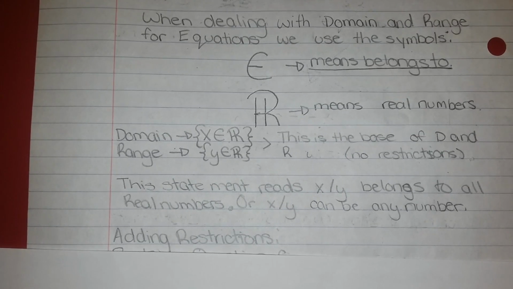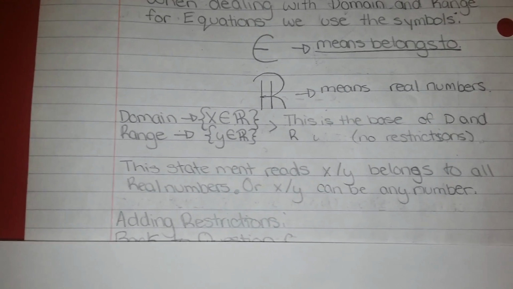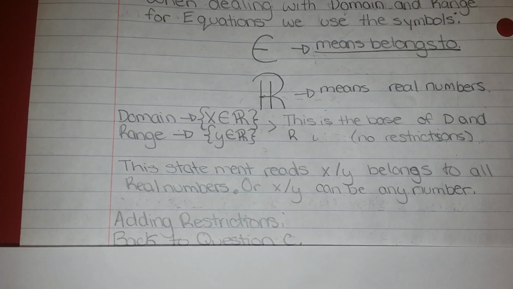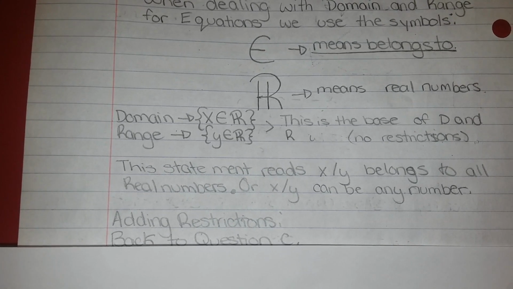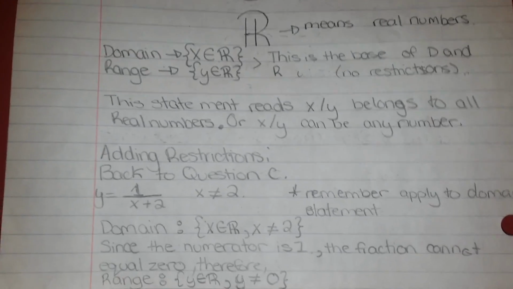This statement reads that x and y belong to all real numbers, or that x and y can be any number basically. That is what all real numbers mean. X or y could be any number, however it must be a real number. Now let's go back to adding restrictions.